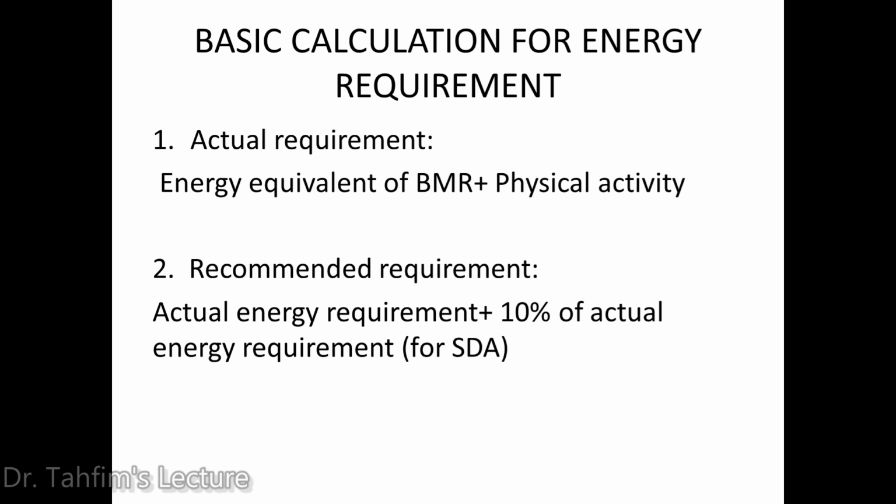Okay, you know that the SDA of different foods is different. Here we use 10% for SDA because actually we intake mixed varieties of food. So for mixed food, SDA is about 10%. So 10% is added here. Okay. So again see what is the actual requirement. This is the BMR plus physical activity, and what is the recommended requirement? This is the actual requirement plus 10% of the actual requirement. Okay.